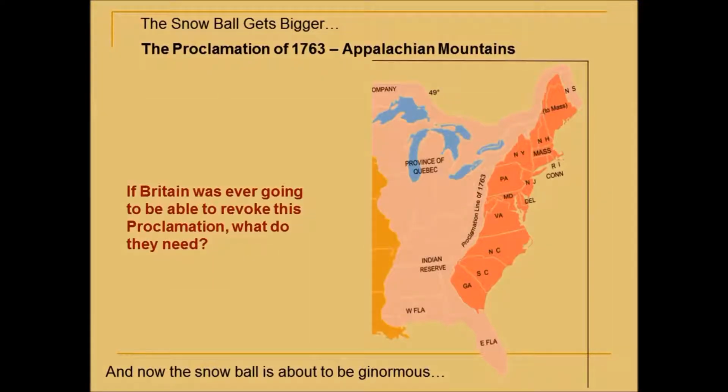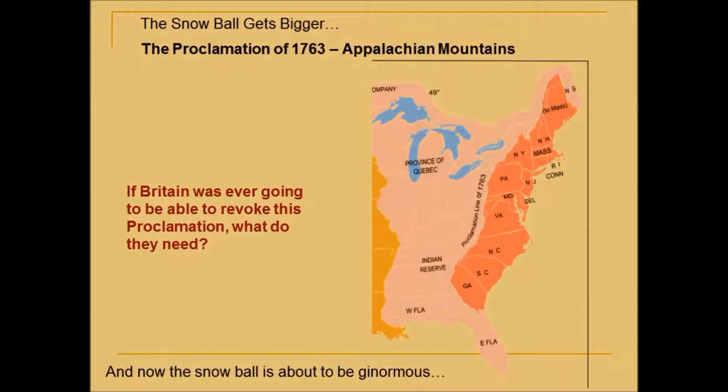And the snowball is going to get bigger with the Proclamation of 1763. This was a new law created by the British government that told the colonists that they were no longer allowed to settle west of the Appalachian Mountains. They said that they did not have the money or the men to protect them if they moved beyond that point, that the current colonies were as much as they could protect, and so they actually made it illegal.